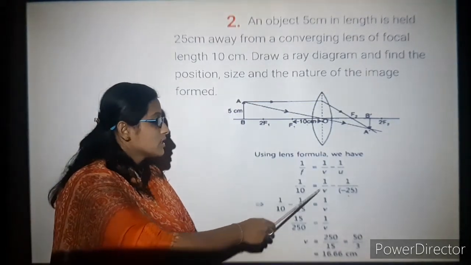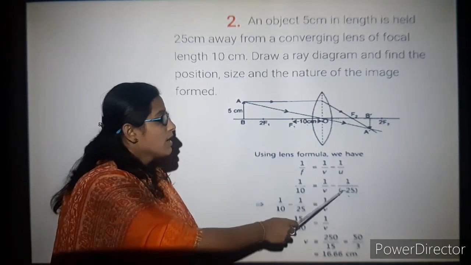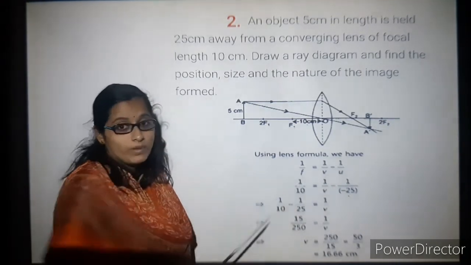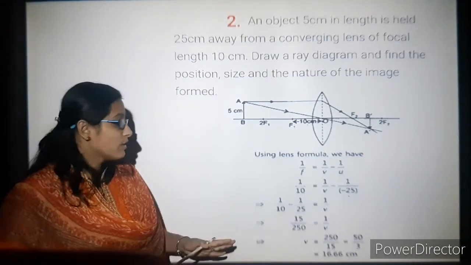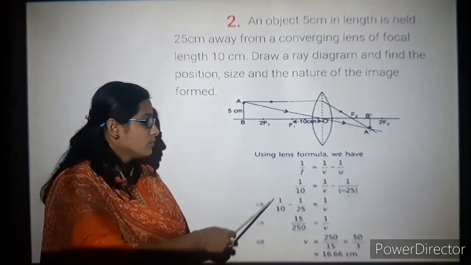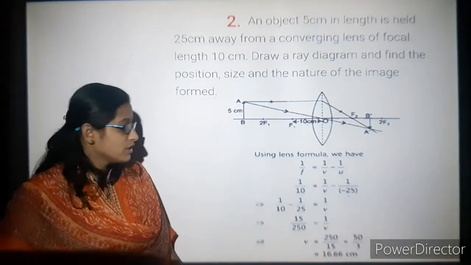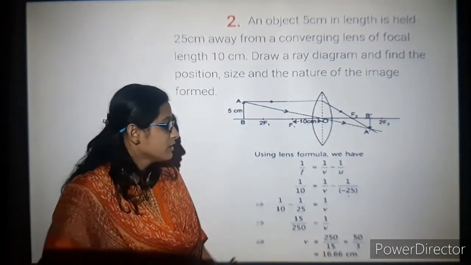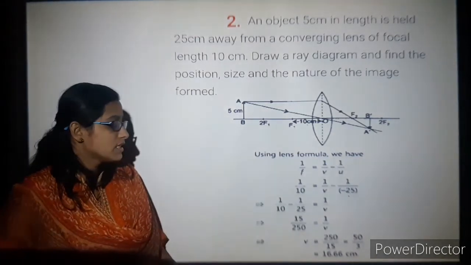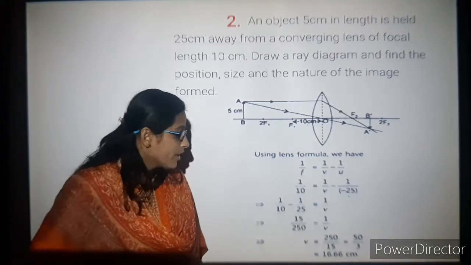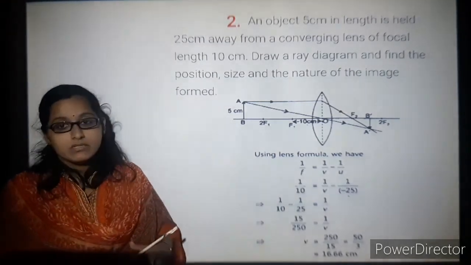So 1 by 10 is equal to 1 by V minus 1 by minus 25. U is always negative, so it is minus 25. Then you will substitute here. So 1 by V is 15 by 250. So V is equal to 250 by 15. So you will be getting 50 by 3, that is, you have the answer as 16.66 centimeters.